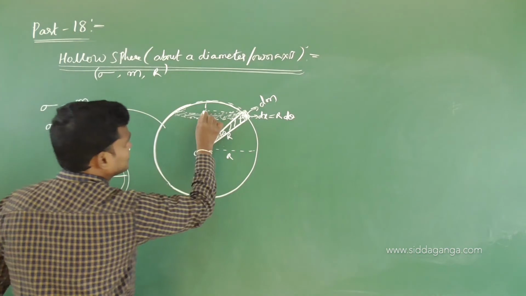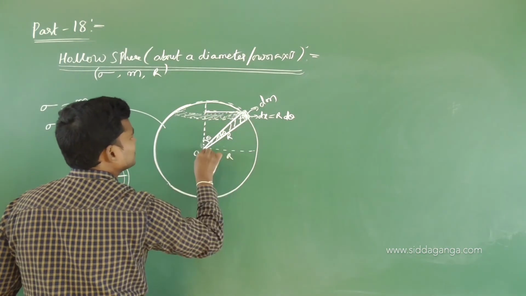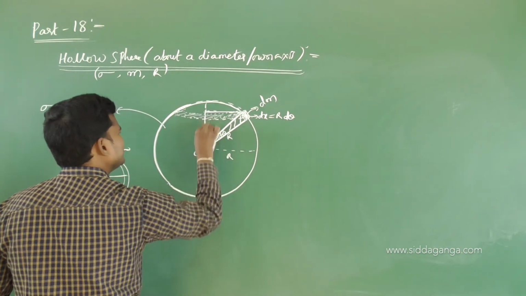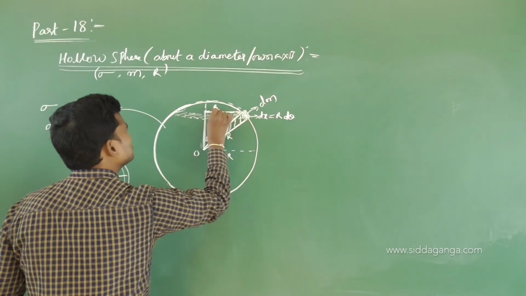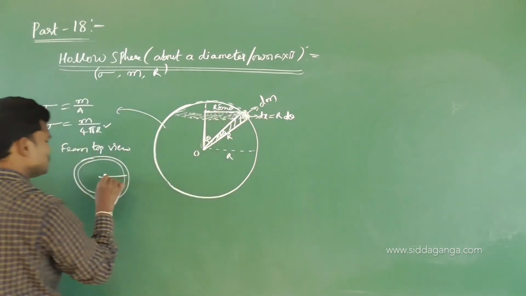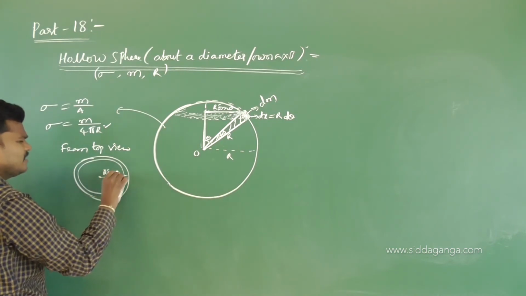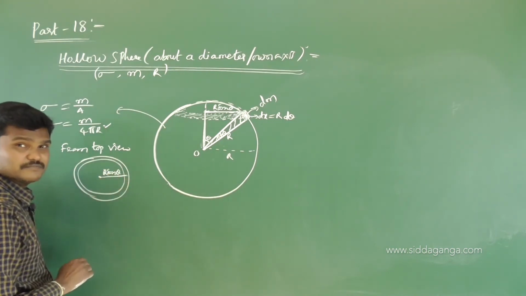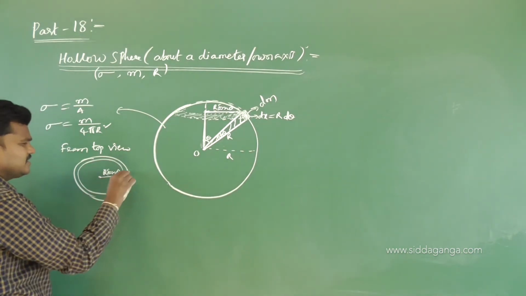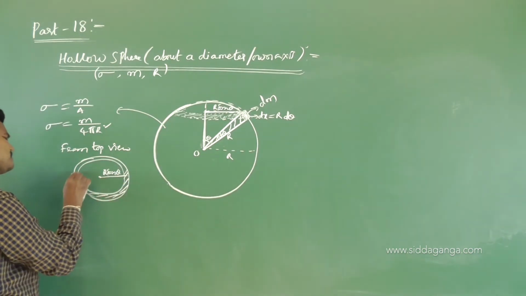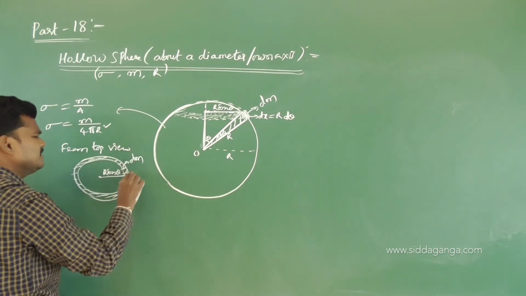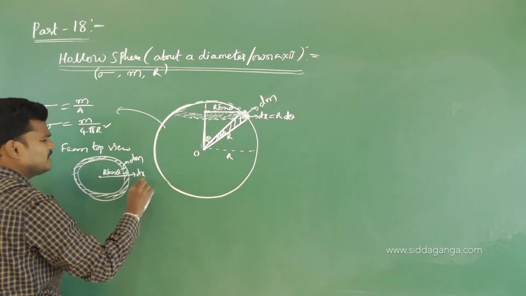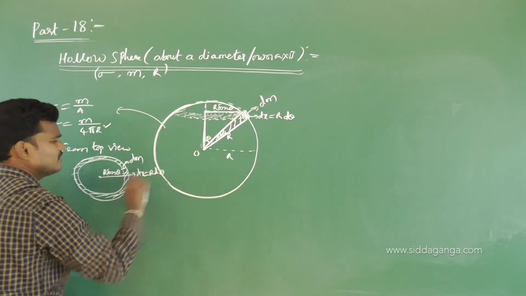What is this radius? Tell me this radius. This is r, and this is the r cos theta component. What is this component? R sin theta. So what is the radius of this circular ring? R sin theta. Somewhat complicated. Okay, and this thickness we already got. dm is the mass, dx is the small arc length, nothing but r d theta.